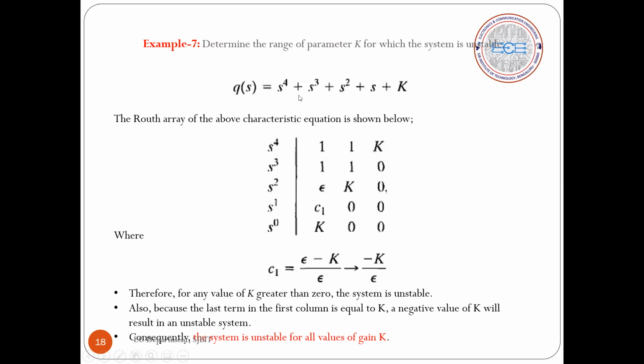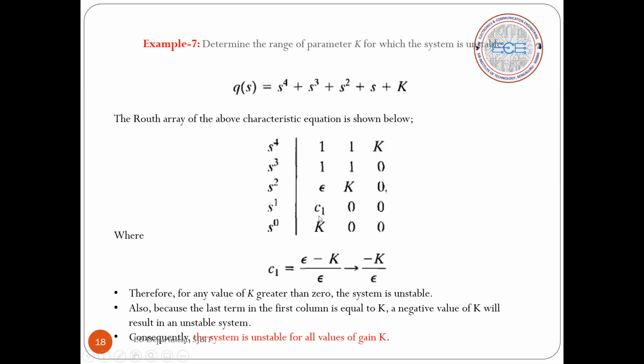The first two rows we fill up based on the characteristic equation. For s^4, I take coefficients 1, 1 and k, that is, alternate terms. For the s^3 row, I take 1, and there is no term, so 0. Now I compute the s^2 row. Here we get a 0. That 0 we replace with epsilon. And the second term we got is k.